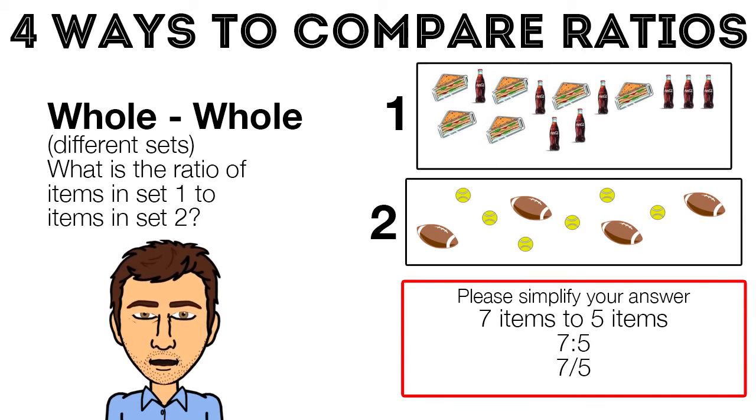So once again, make sure you simplify your answer. We know that for every 7 items in set 1, there are 5 items in set 2. When we counted, we came up with 14 items to 10 items. And when we simplify, we got 7 items to 5 items. We can use the colon form 7:5 or the fraction form 7/5.